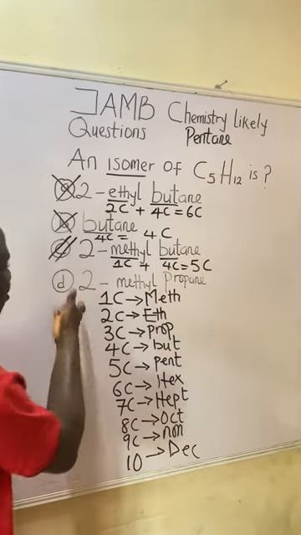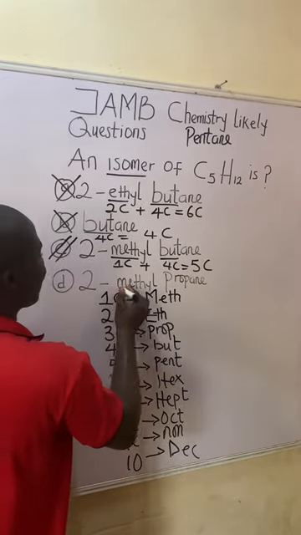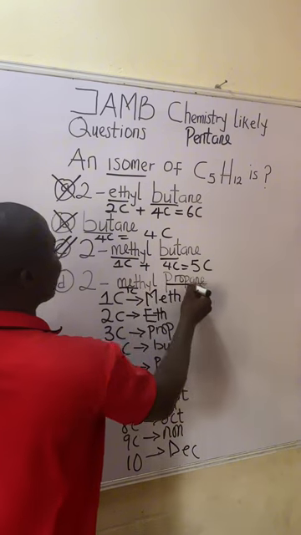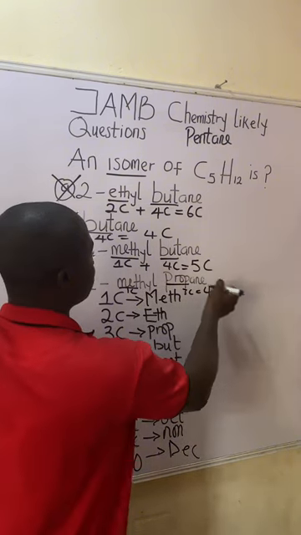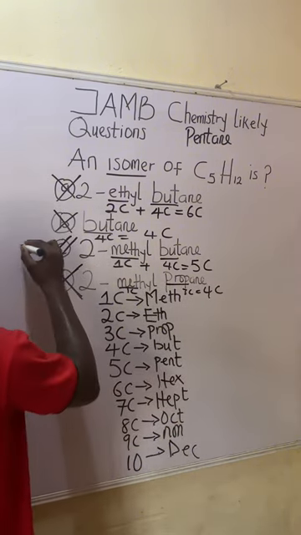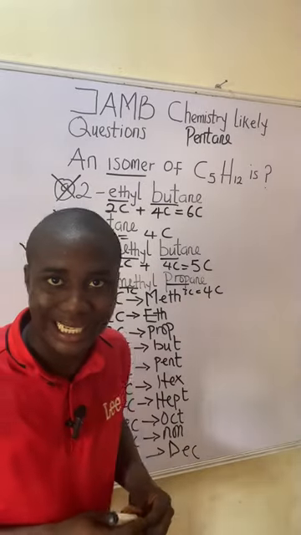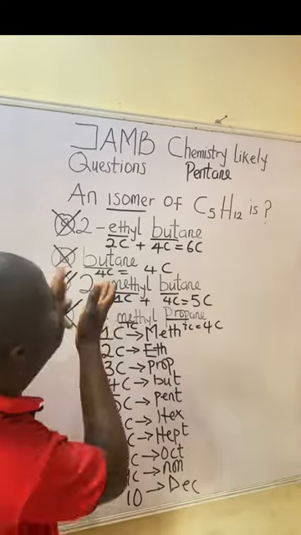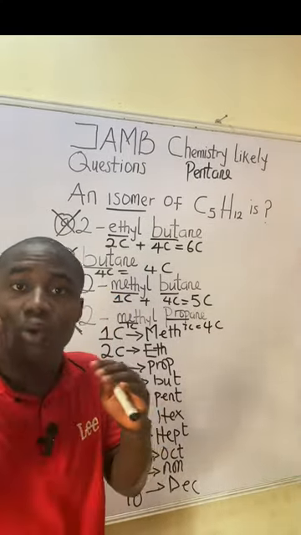Okay, so let's get into option D. Option D is already out because meth has 1 carbon and prop has 3 carbons, so definitely all of them is 4 carbons. So this is already out as well. So the correct answer to this question is option C. Let me teach you all how to confirm if the answer is actually correct. It's actually very easy, so pay attention.